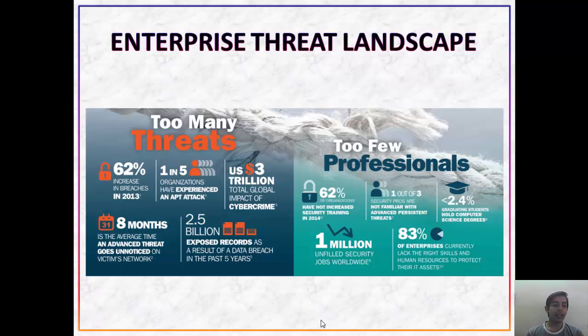Again, there are too many threats and too few professionals. Now a 62% increase in breaches in 2013. Now 1 in 5 organizations have experienced an APT attack. Just imagine, 1 in 5 organizations have experienced an APT attack, and 8 months is the average time an advanced threat goes unnoticed on a victim's network. 8 months. Now just imagine, if I want to steal information about an organization or a network, how much information I can steal in 1 day, a week, 1 month. Now just imagine 8 months without being noticed that a hacker is stealing information from a company.